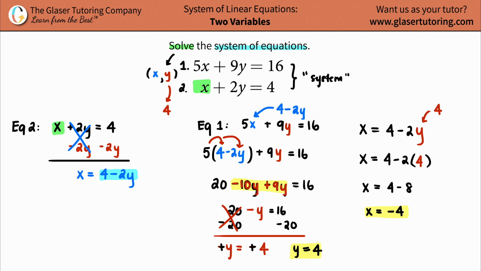So we do have a point, and maybe I'll put that over here. The solution would be negative 4, because that was the x value, comma 4. And you are done for this one. Let's highlight this and call it a video.